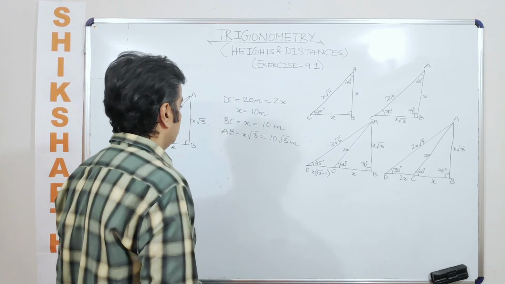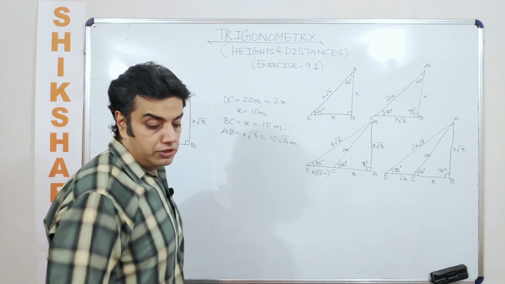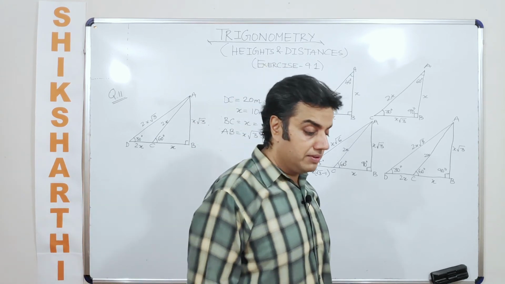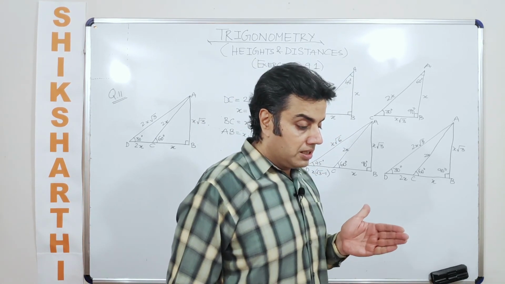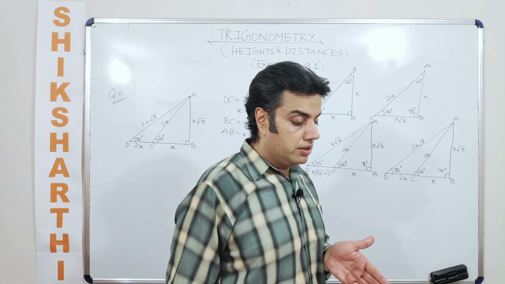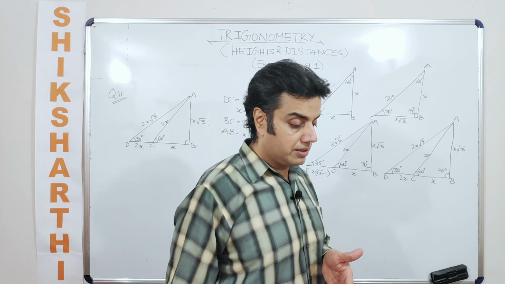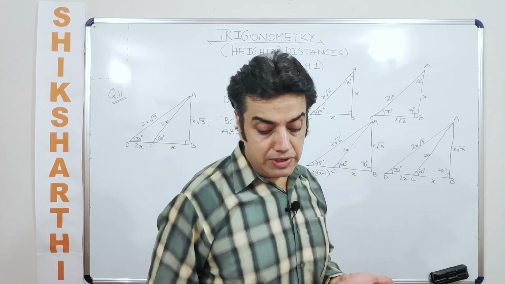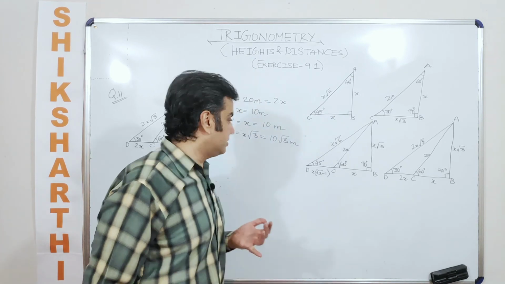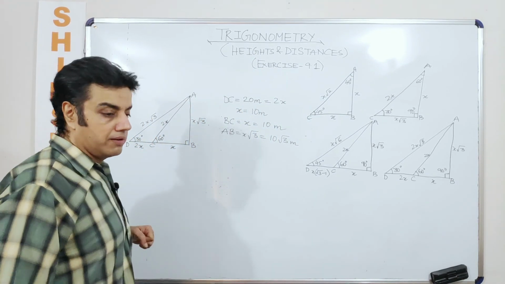Okay, so now when we talk about the width of the canal, what is the width of the canal in this case? Can we say it is 10 meters? Because it says a TV tower stands vertically on the bank of a canal and from a point on the other bank, right? So can we say that the width of the canal here is 10 meters? Okay, fair enough.